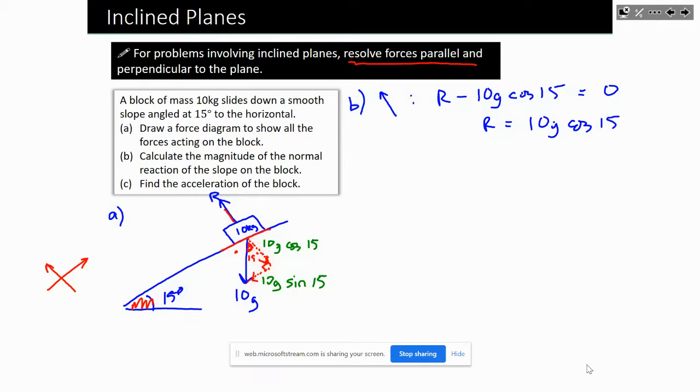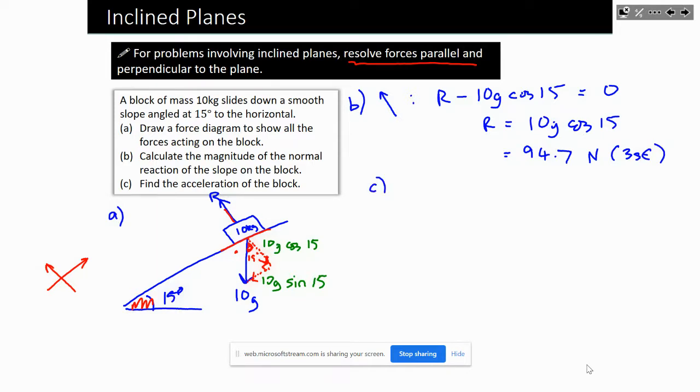If I type that into the calculator using 9.8 for my value of g, I get an answer of my reaction force being 94.7 newtons to 3 significant figures.